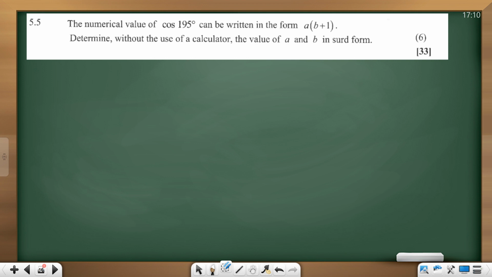Look at it. It says, the numerical value of cos 195 can be written in the form that, determined without the use of a calculator. This is very interesting. Once they say without a calculator, we need our special angles. What are your special angles? 45, 30, 60. Which numbers do I add together to give me 195, using special angles? 30, 45, 60. I can actually get 90 and 180 as well. Let's check. How do I get 195?